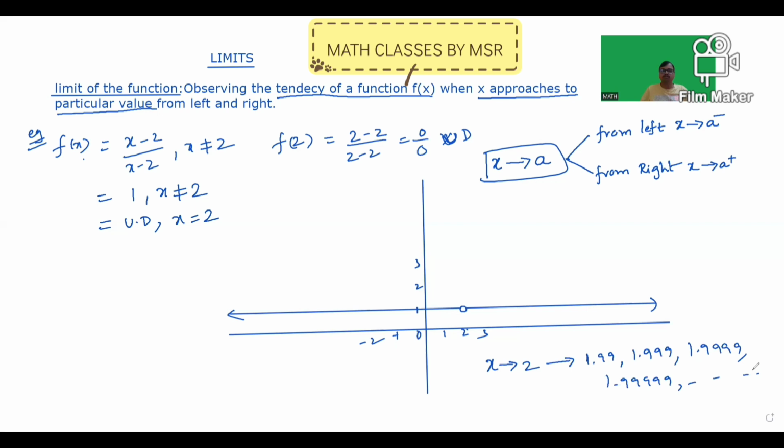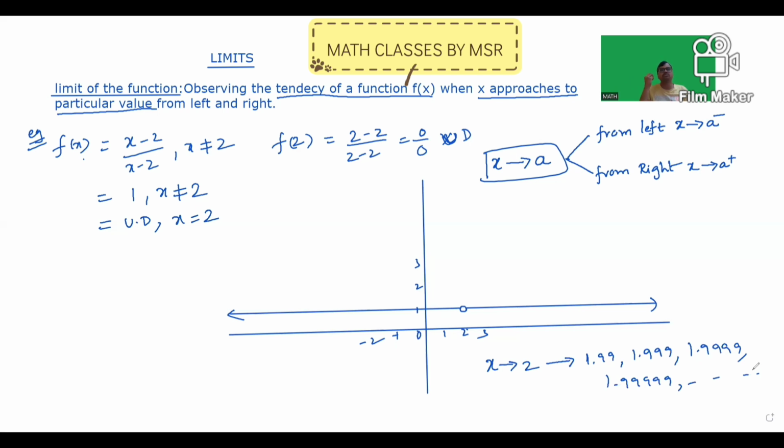All these are the values very near to 2 and smaller than 2. That is called, so those set of values. Okay, x tends to a minus, meaning all the values of x which are smaller than a and very near to a. Now x tends to a plus.